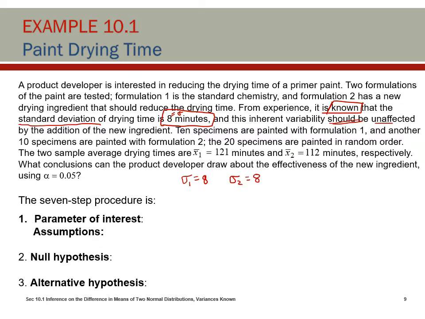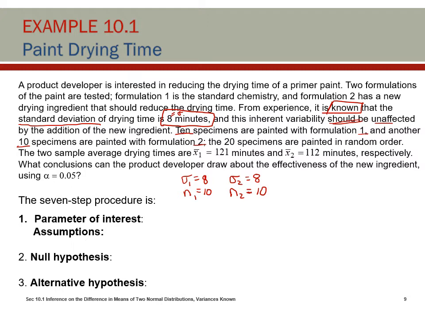All right. It says we're going to be collecting 10 specimens from formulation 1, so N1 is equal to 10, and another 10 specimens from formulation 2, so N2 is also equal to 10. Now those do not have to be the same size. One could be 10 and one could be 40. They don't have to be the same size.